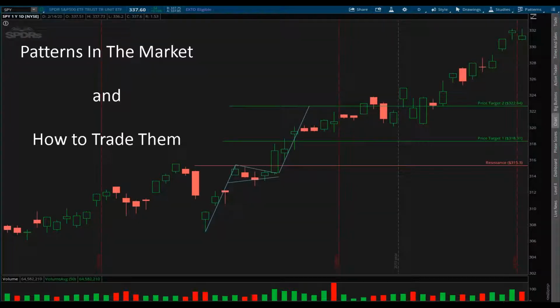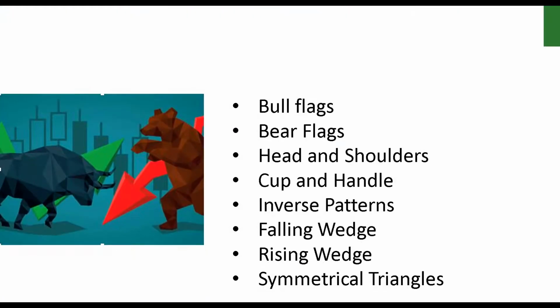Hey guys, today I just wanted to take the time to make a video about patterns in the market and how we can trade them, how we can look for profitable setups with entries and exits. There's many different types of patterns in the market, and they go up and down. And we can see these patterns one way, and we can see them flipped upside down.